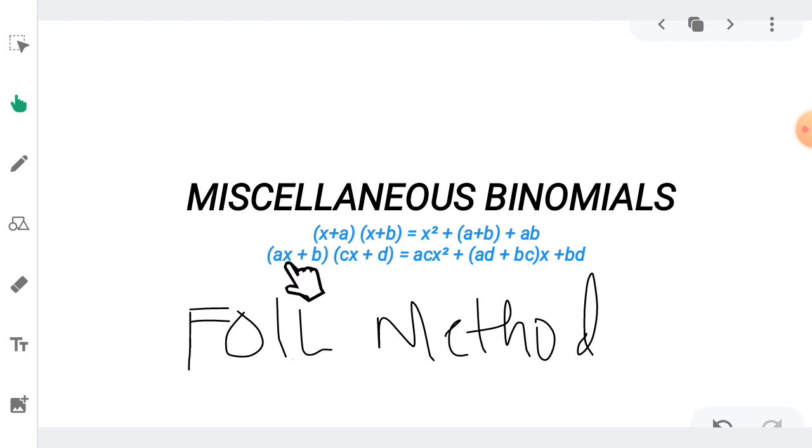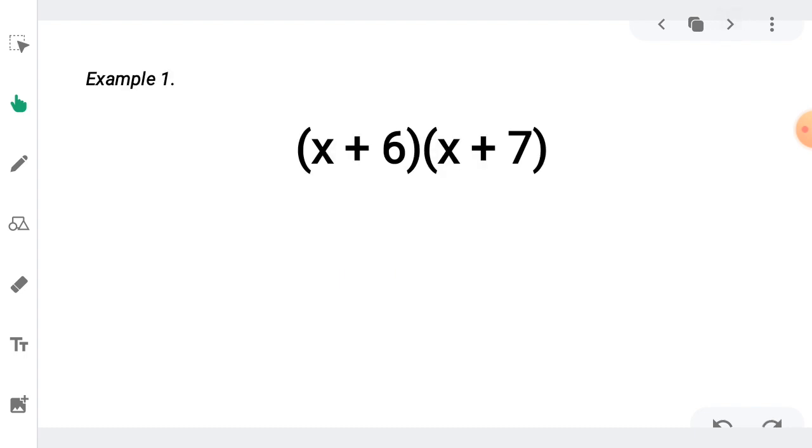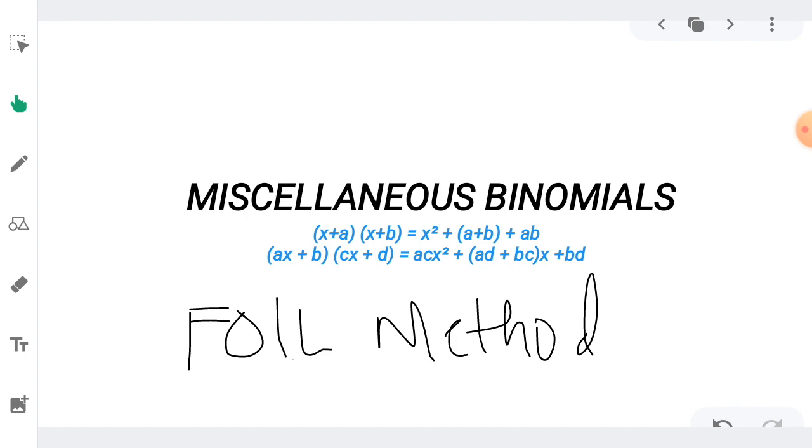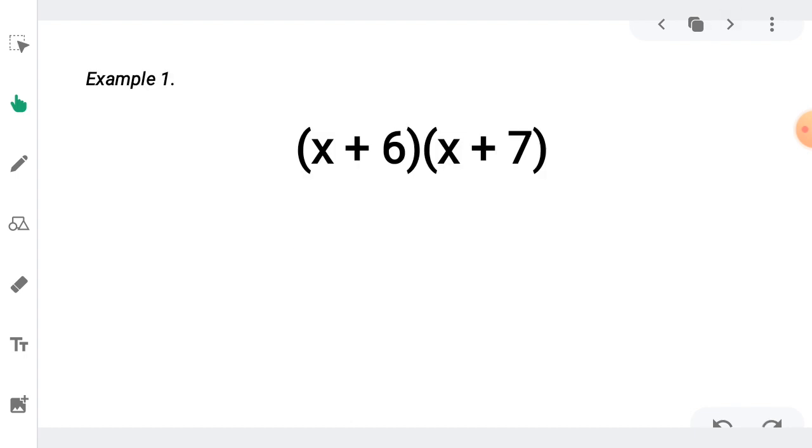Then the next formation of miscellaneous binomials: the a here and c are constant terms, and likewise b and d are constant terms. So let's move on to our example. Here in our example, we are going to apply the formula, or the FOIL method.